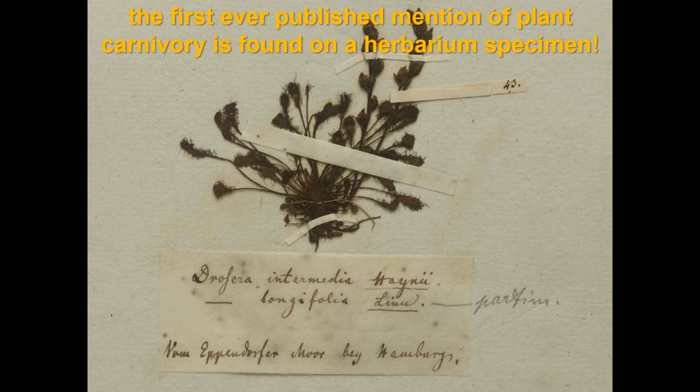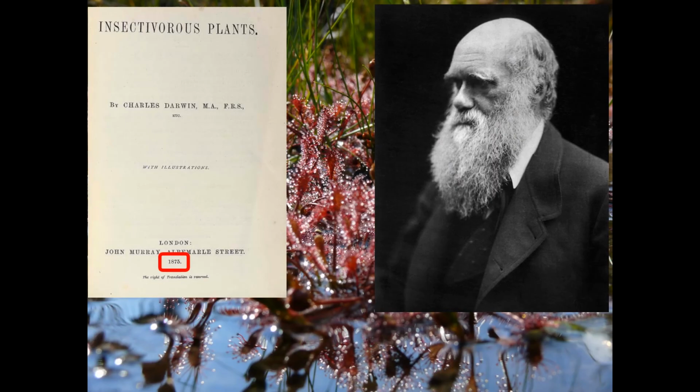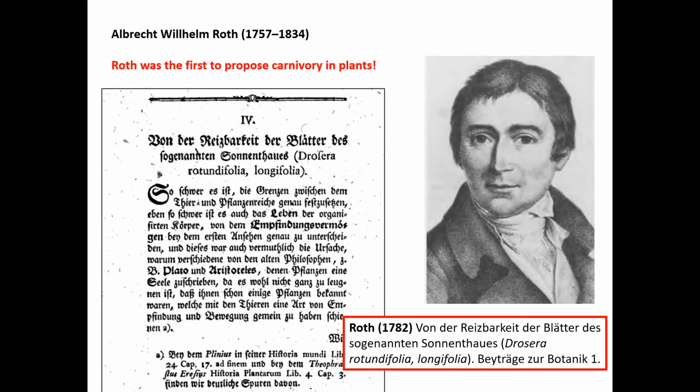When we think of who first evidenced plant carnivory, we always think of Charles Darwin, who published his benchmark book in 1875, Insectivorous Plants. And indeed, he made this phenomenon of carnivorous plants widely public. However, he was not the first one to discover this. Almost 100 years earlier, the German botanist Albrecht Wilhelm Roth wrote a little publication on sundew species and the 3 European sundew species.